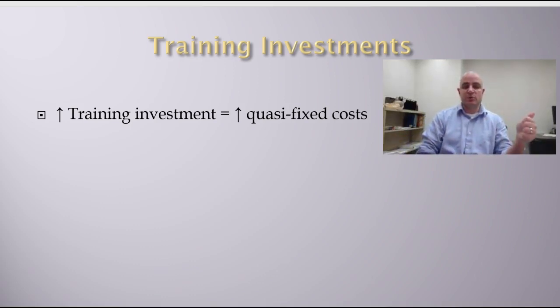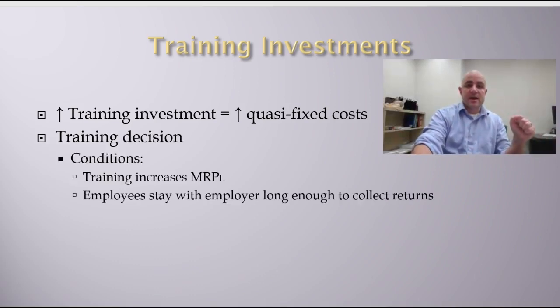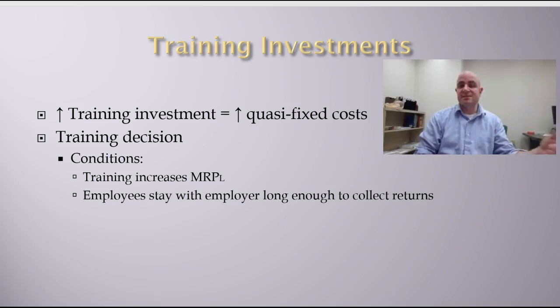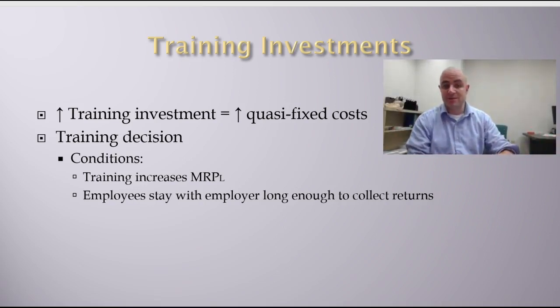Now, there are two conditions for an employer to invest in training for an employee. First, it has to increase the marginal revenue product of labor. An employer has to recoup any money it puts into training. In order to do that, the employee has to become more productive, meaning that training that worker is going to bring more money in. And the second condition is that the employee needs to stay with the employer long enough so they can collect those benefits from the training.